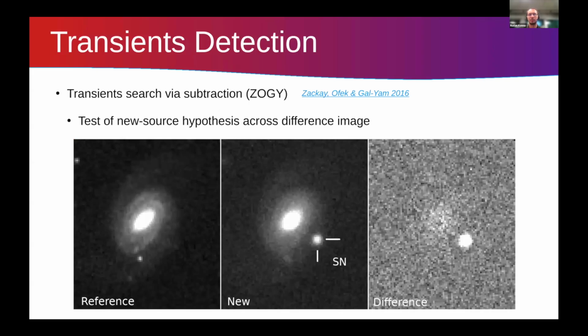Transient detection, we do via subtraction. We use the ZOGY method, same thing that ZTF uses. So an example, right? You have a reference image. You observed the sky a week ago. You save this image. You look tonight, and then you make the difference, and you see there's something new. So in the difference, you see in this case a supernova.